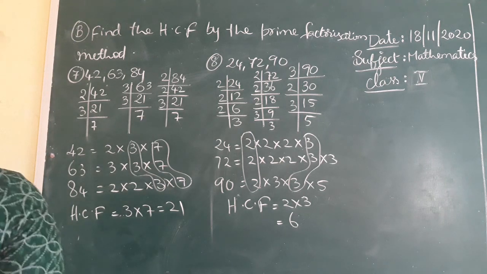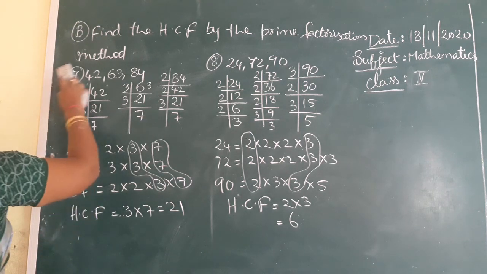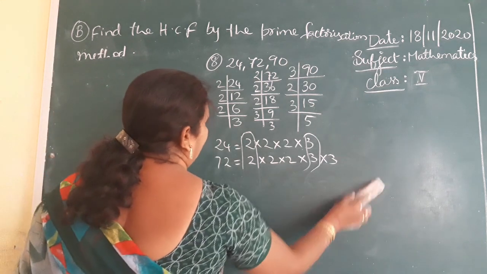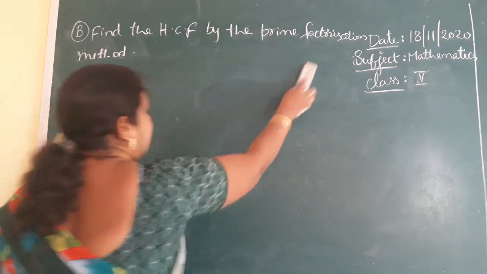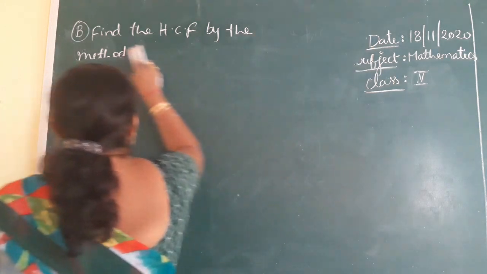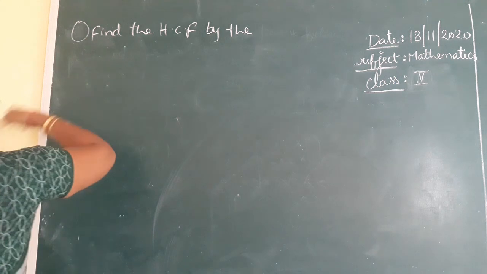The third one they also gave like prime factorization only, but you do the third sum in the division method. Now I will tell you how to write the sum in the division method. Okay, not the prime factorization method. The third sum you do as the division method.